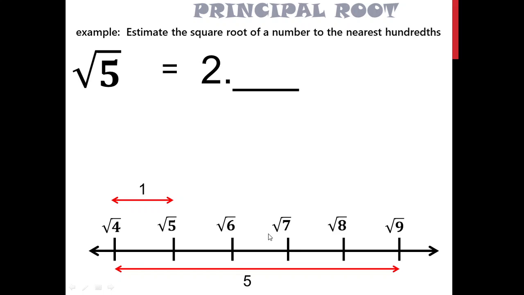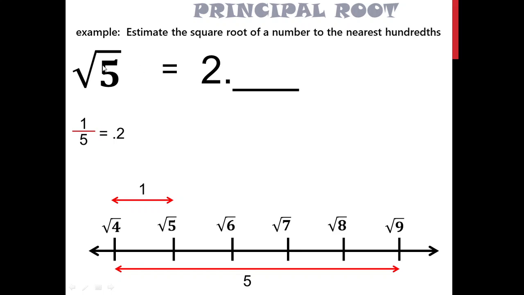Okay? Then the next step, I will divide the distance from my first perfect square to the square root of 5, which is 1, by the distance from my perfect square 4 to the next perfect square, which is 9, which is 5. So here, this is 1 divided by this one. Obviously, that's the smallest divided by the biggest number. So 1 divided by 5 will give me 0.2. The square root of 4 is 2, so I'll just write here my first whole number, which is 2.